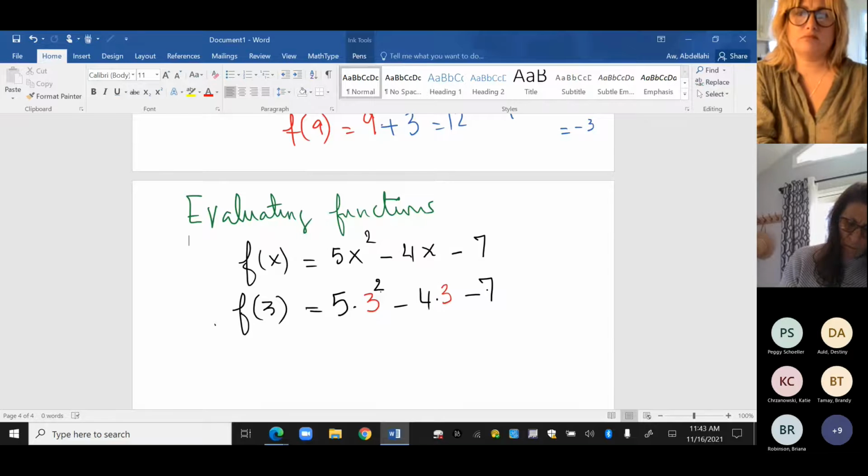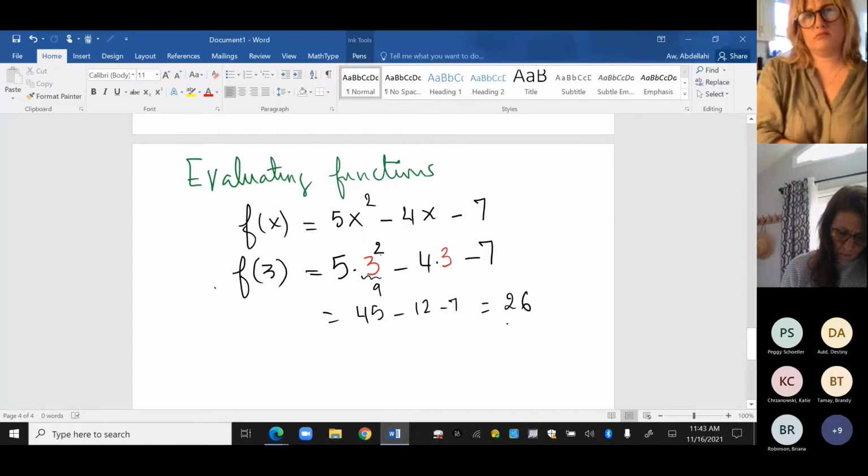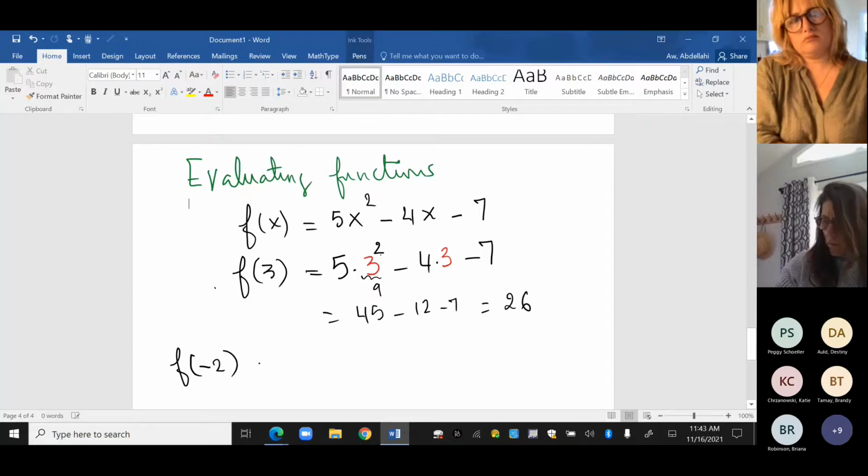When you do the math, you have to respect PEMDAS, right? The order of operations. You see 3 squared is 9. 5 times 9 is 45. Minus 12 minus 7 is 45 minus 19, which is 26. Okay? Everybody see that? So now I want everybody to do f of negative 2. Go ahead.